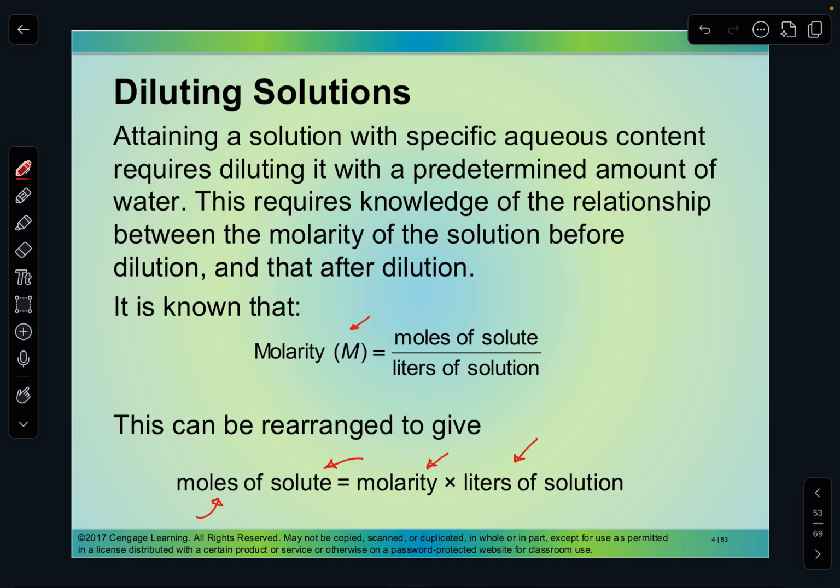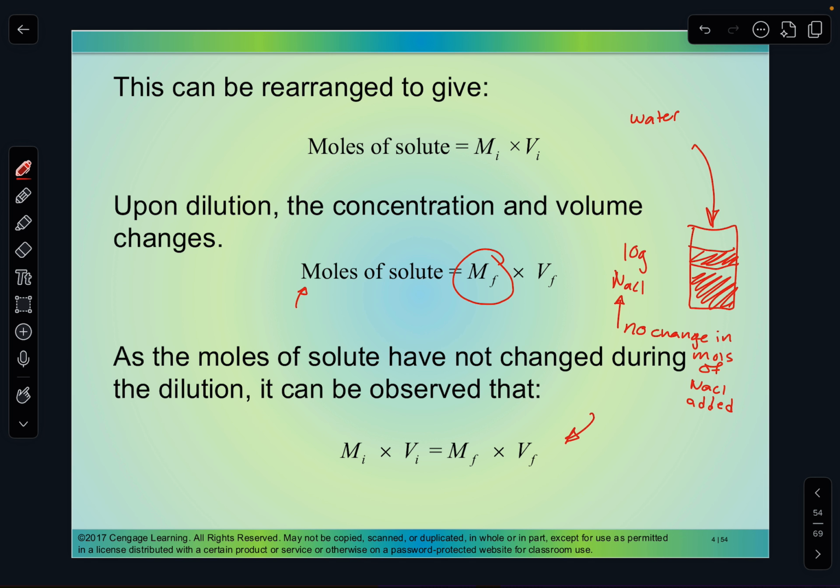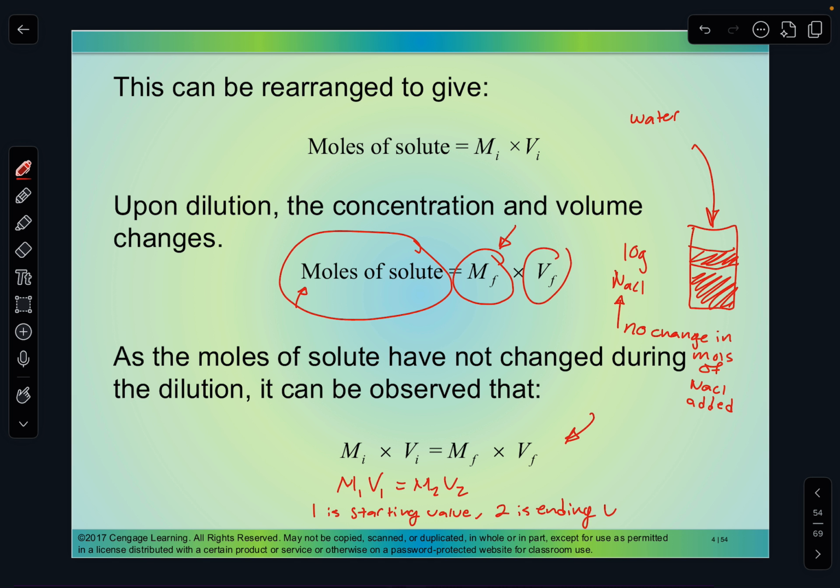But let's go back for a second and see that whatever the molarity is, if we multiply it by the liters of solution, we're always going to get the same number of moles. And so if we change the volume, we will just have a new molarity here, but we're still going to have the same number of moles. And so we can use this equation: M1V1 equals M2V2, where 1 is the starting value, 2 is the ending value. You can also say MiVi equals MfVf.